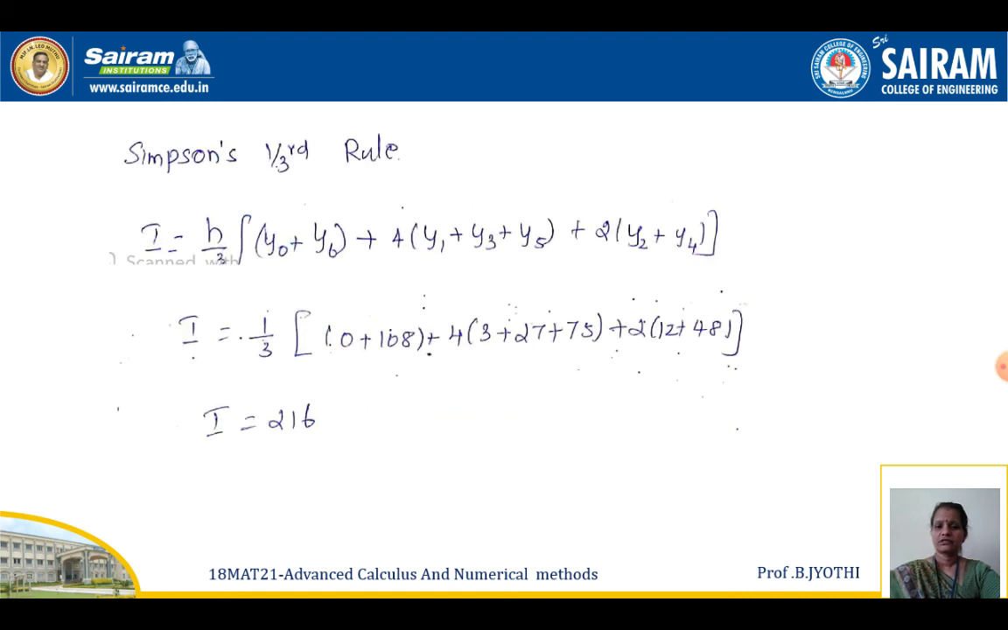Simpson's 1/3 rule, as we discussed, is I = h/3 [y0 + y6 + 4(y1 + y3 + y5) + 2(y2 + y4)]. That gives, on substitution, I equal to 216.